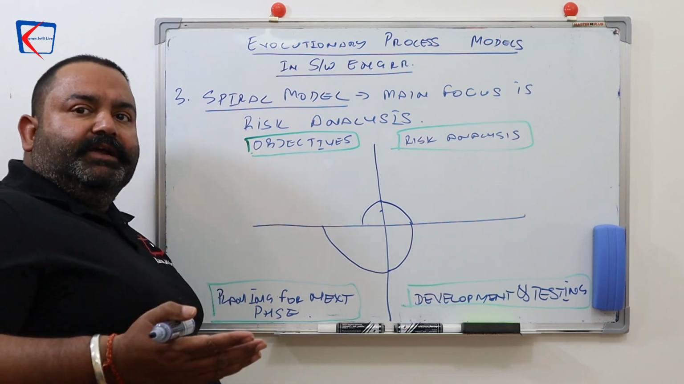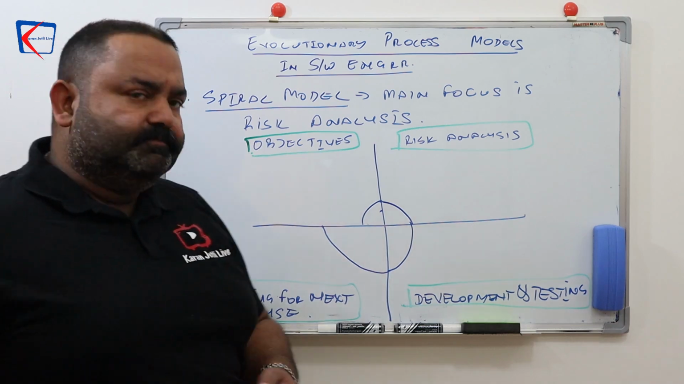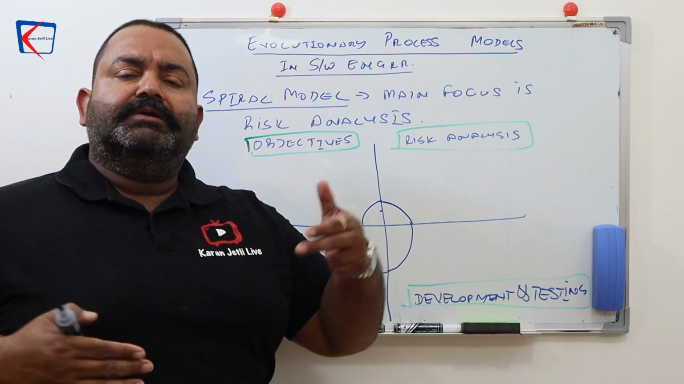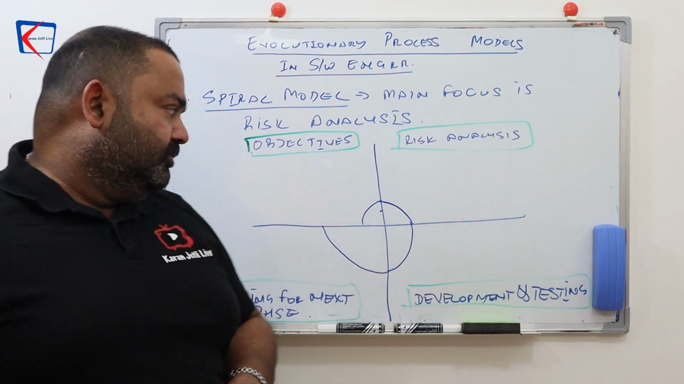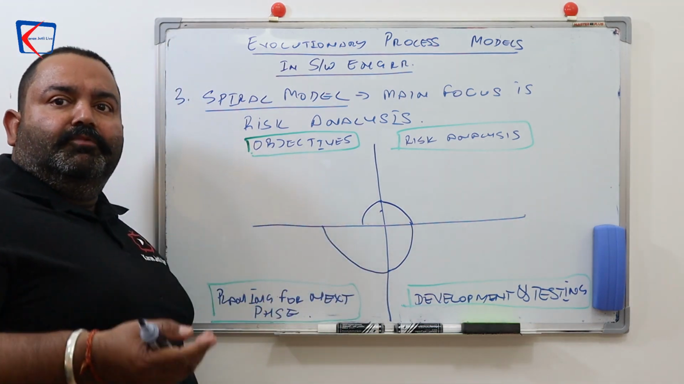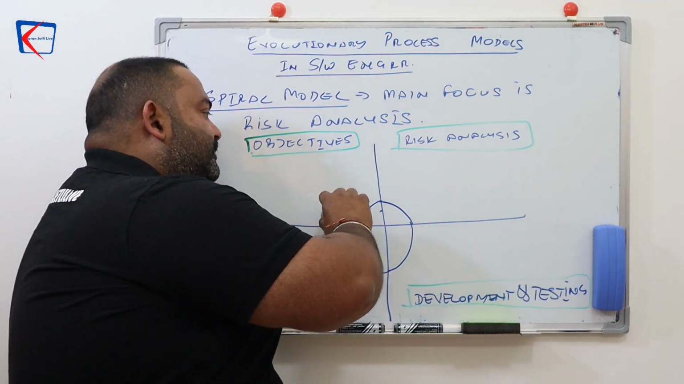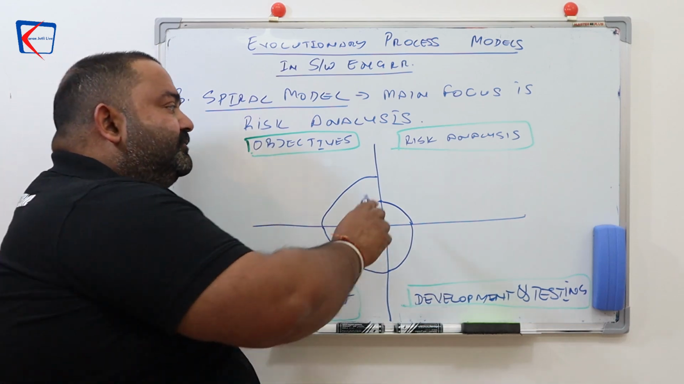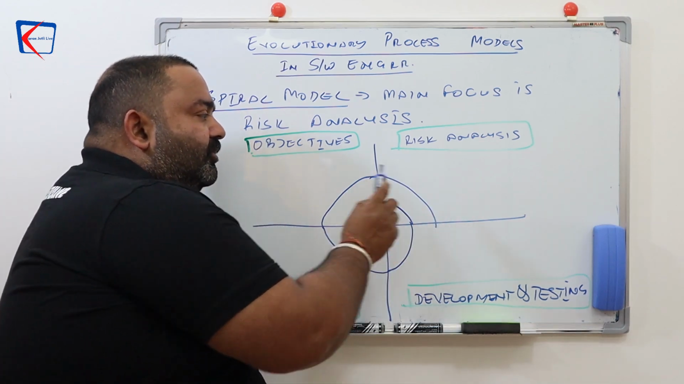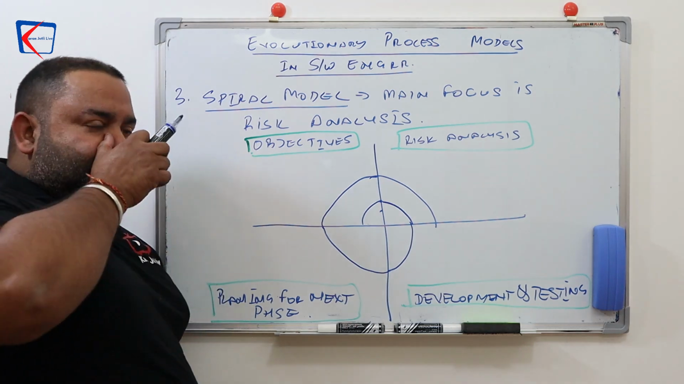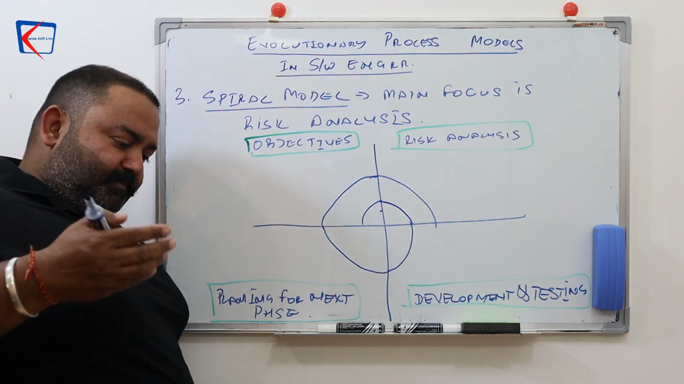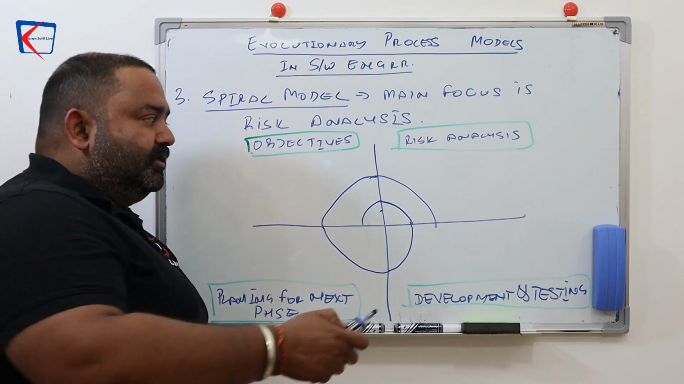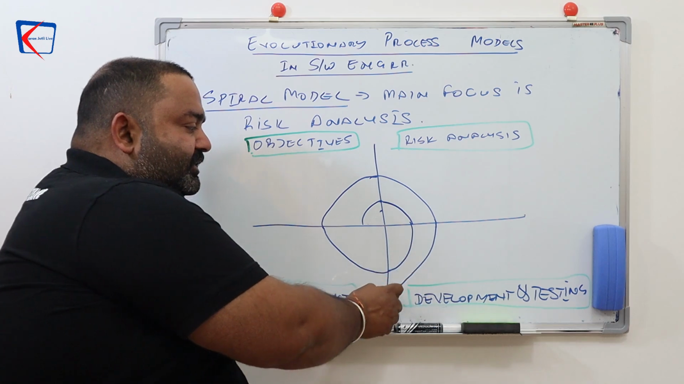Then again, when the client gets the product, he starts using it. He evaluates it, and he feels like something more needs to be done. So then he comes with another set of objectives. Based upon those objectives, you do the risk analysis. Then based upon the risk analysis and risk evaluation, what is the best plan for it? Evaluating the different alternatives, you go with the development and testing.